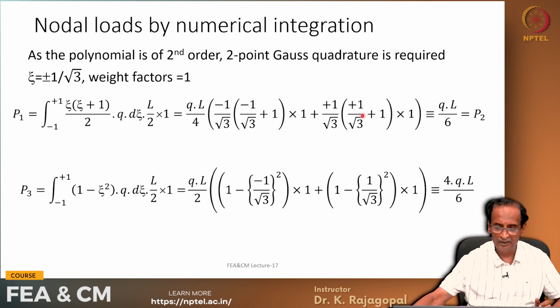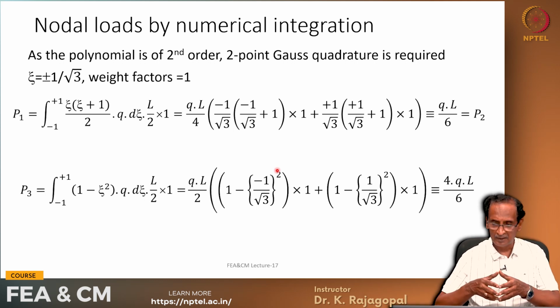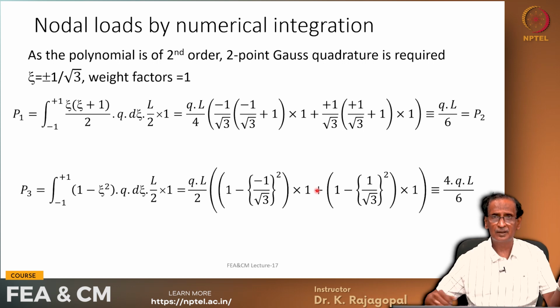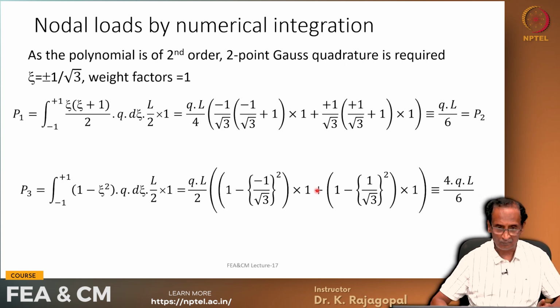So, if you go through this product and use the brackets correctly, you will get QL by 6, that is the P2, and then at the mid side node we get 4 QL by 6. If you go through this entire thing and simplify, we will get 4 QL by 6, that is the same as what we got analytically.